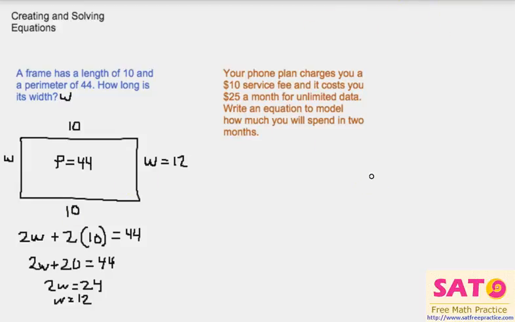Your phone plan charges you a $10 service fee, and it costs you $25 a month for unlimited data. Write an equation to model how much you will spend in 2 months. The information we're given here is that this is a one-time fee, not recurring, just a one-time fee, and it costs you $25 a month. We're going to have to write a sort of complicated equation, but let's identify the variable.